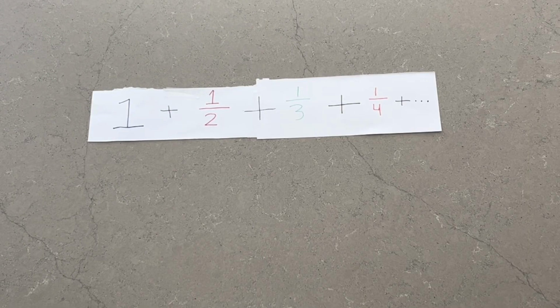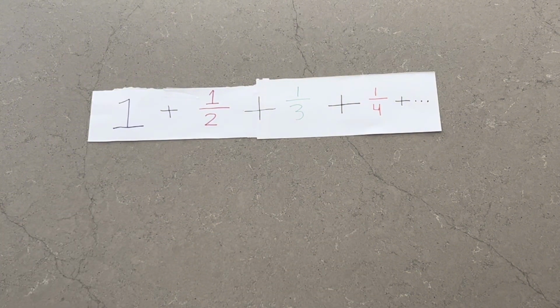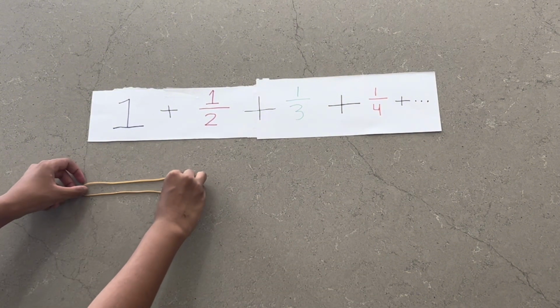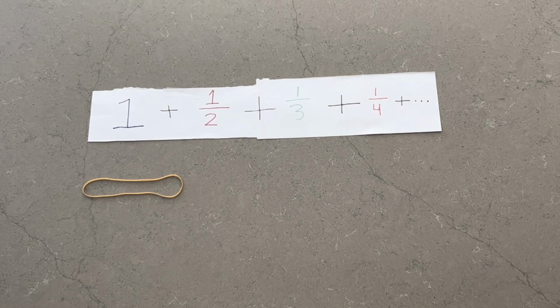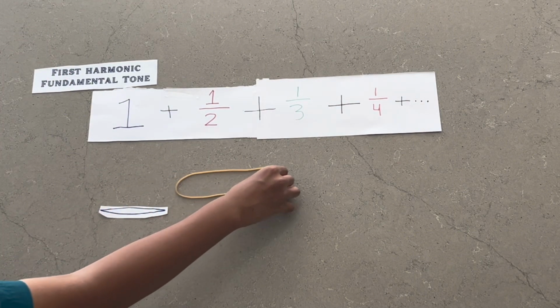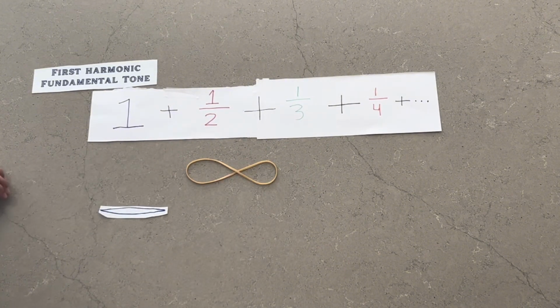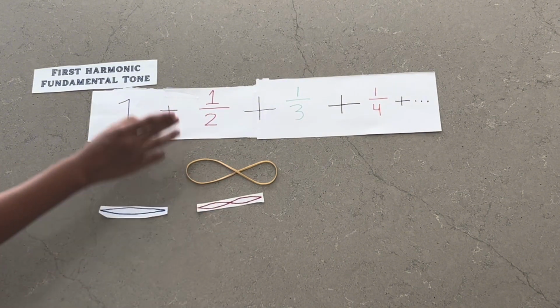Each term is representing a vibrating string such as this and how many times it's being subdivided. Because this first term is divided by 1, there are no subdivisions, so it will look like this. This is the first harmonic of the series and also the fundamental tone. Now, because the second term is 1 over 2, we have to split the rubber band into two groups like this. This is the second harmonic of the series.